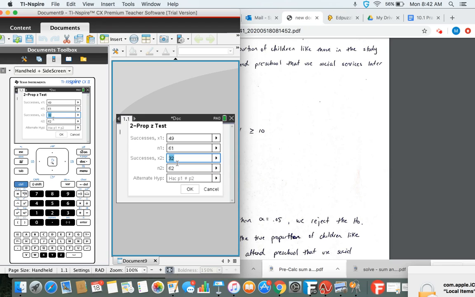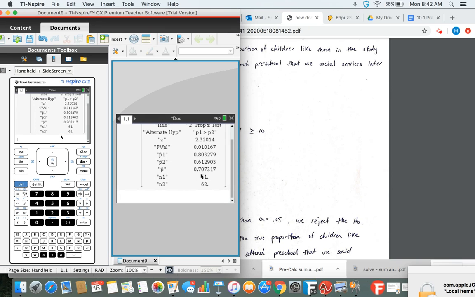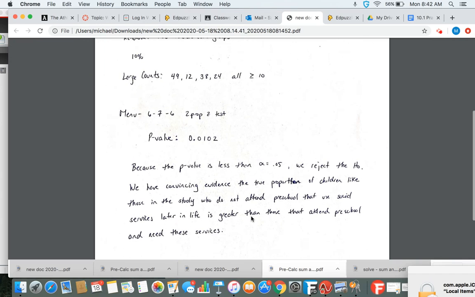So the n is your sample size, and the successes would be those in the group that fit the proportion that the problem told you. Make sure you put your HA accordingly. Here we said it's greater than. And there's the p-value. That's what you need. Once you get that p-value, just make your conclusion.